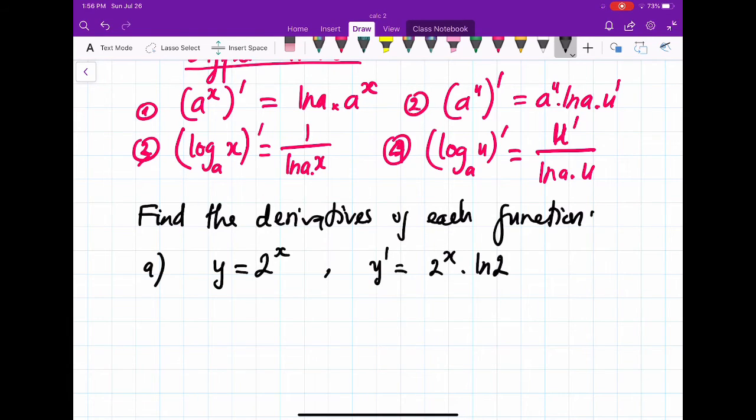So if you remember, we have the natural exponential function, e to the x. The derivative of this one is itself, right? Because if the base is e, you have ln of e, which is just 1. But if you have a different base, you still have this value. Okay?